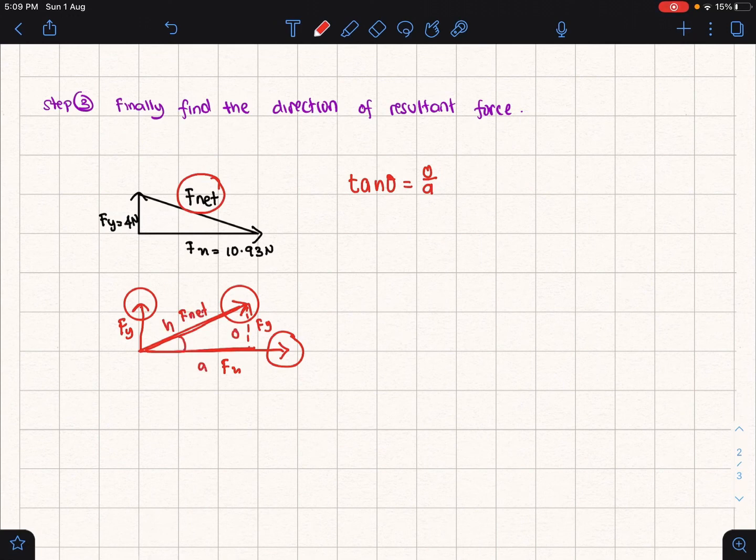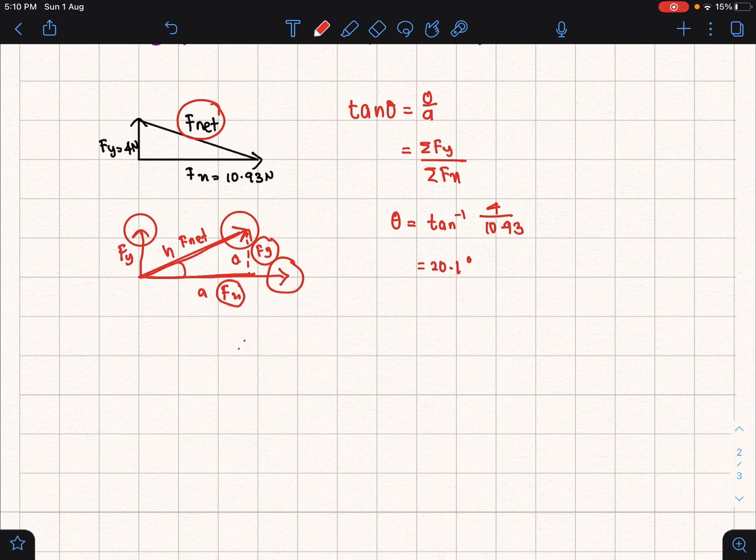So theta is opposite, adjacent, hypotenuse. I know the value of Fx and Fy, so I want to use opposite and adjacent, which is tangent theta. Opposite here is Fy, summation of Fy divided by summation of Fx. So remember, we only want to find theta. Shift tangent. Summation Fy is 4, summation Fx is 10.93. So you press your calculator, shift tangent, and don't forget, you get theta as 20.1 degrees.